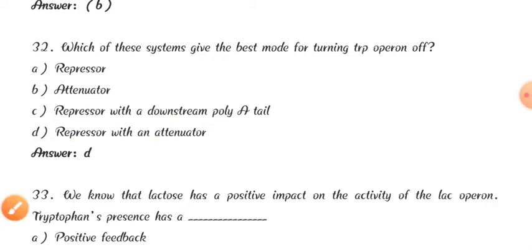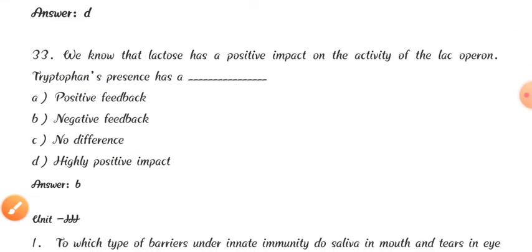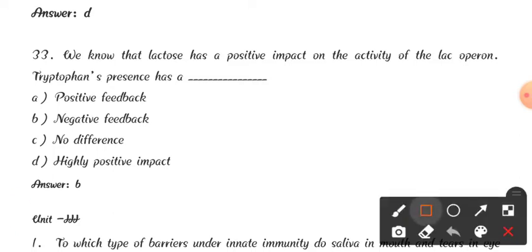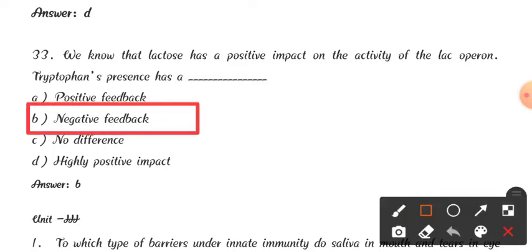Now next question number 33. We know that lactose has a positive impact on the activity of the lac operon. So the tryptophan's presence has option B, that is negative feedback, as the correct answer.